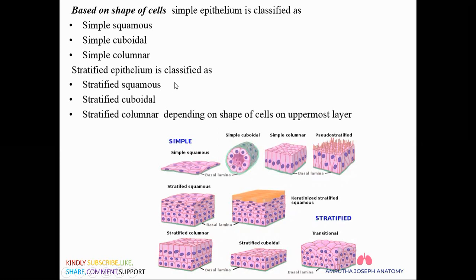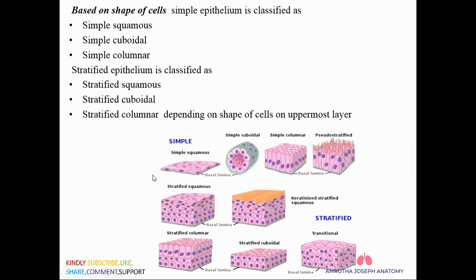Now coming to the stratified epithelium, again we can see three types of epithelium here. Stratified squamous. This is stratified squamous. Stratified cuboidal. Stratified cuboidal is here. Stratified columnar. Stratified columnar.